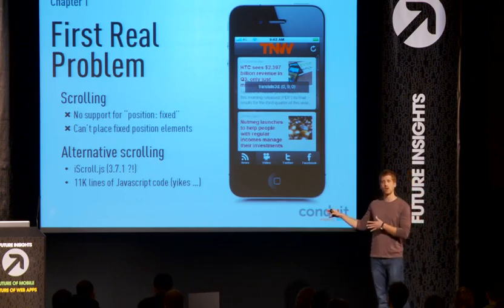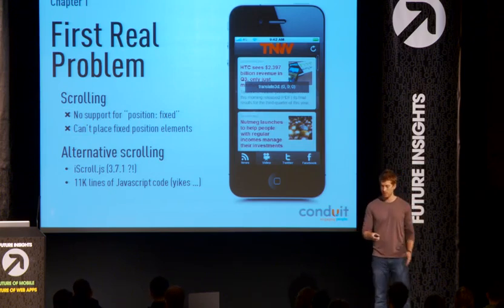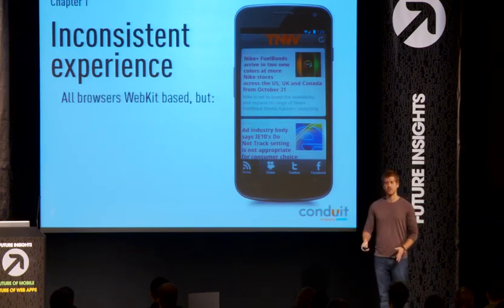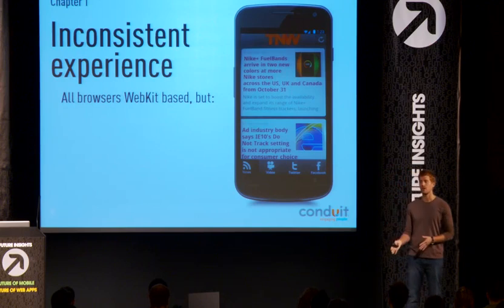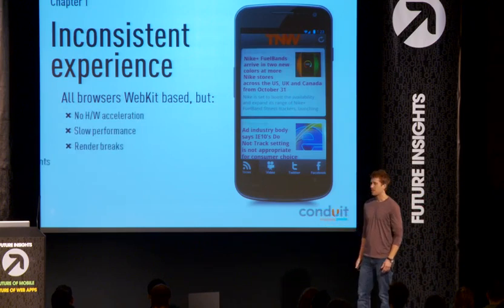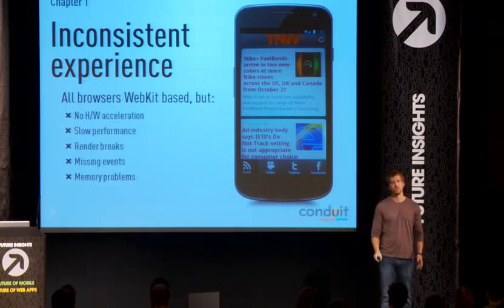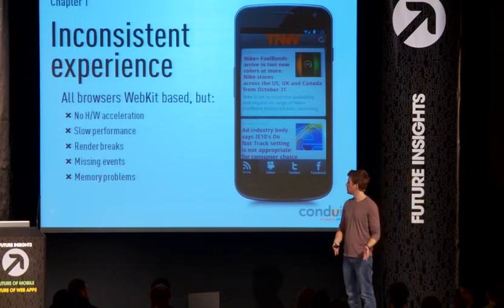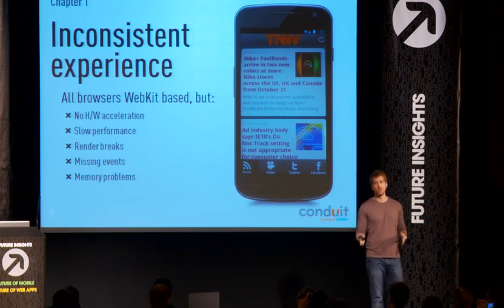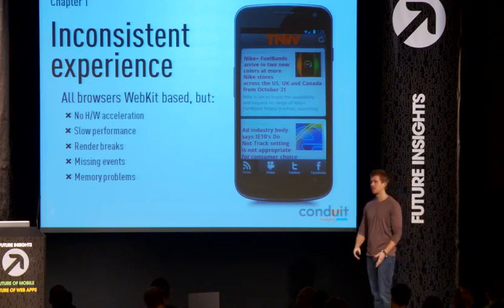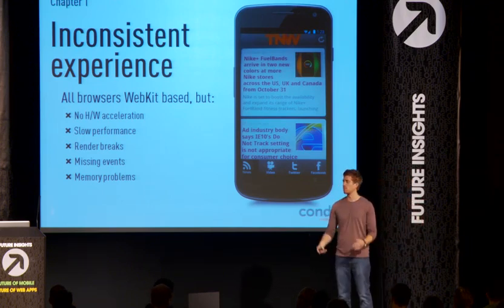But it worked quite well on our iPhone devices. Then we went on to check it on other platforms, such as Android and BlackBerry. And we found that even though all browsers are based on WebKit, iPhone Safari, Android browser, and BlackBerry as well, they have inconsistent experiences. Some of them have hardware acceleration, and some don't. Some have slow performance, some have better performance. On some browsers, rendering breaks. Some have missing touch events or other events. And on some, there are memory problems, memory leaks and others.